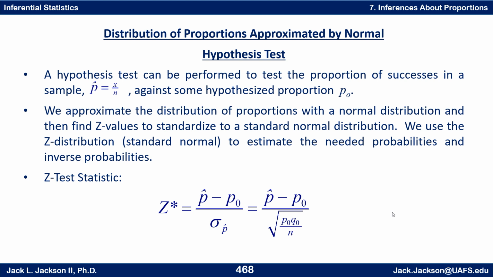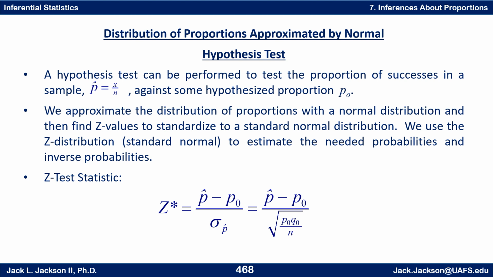So again, this is a hypothesis test, and we're used to testing the proportion of successes in the sample, p hat, which is x over n, the number of successes divided by the sample size. And we can test that against some hypothesized proportion, p naught. I'm going to call it p sub 0, to try to not get it confused with the p-value of the test.